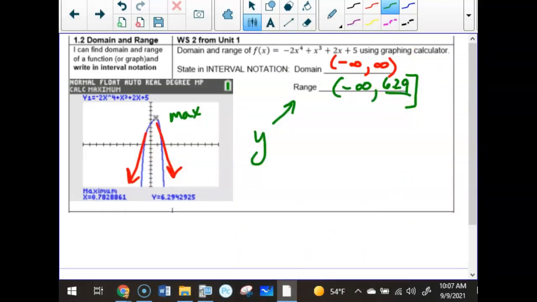And it should be inclusive. Yes, it should be a bracket. If there's no open circle, we're going to say we're ending about there. Okay. Got it?